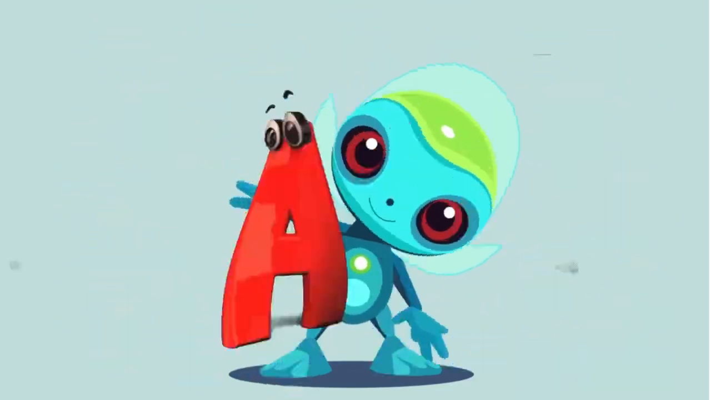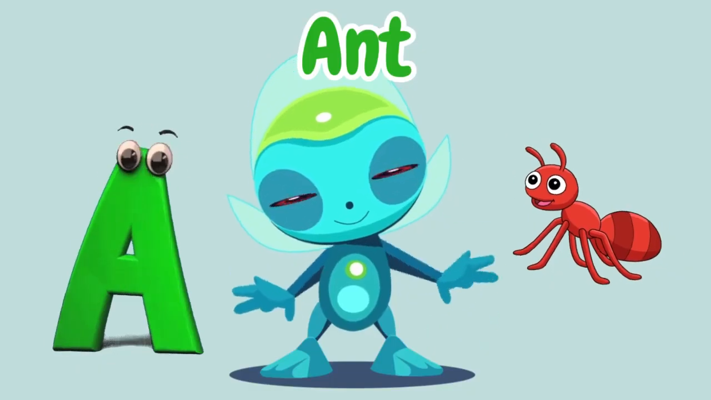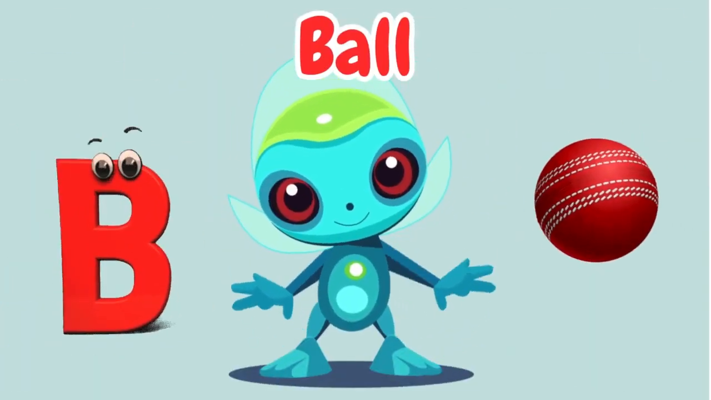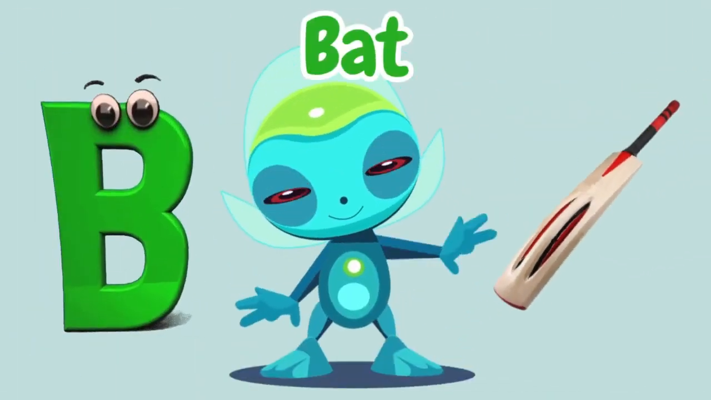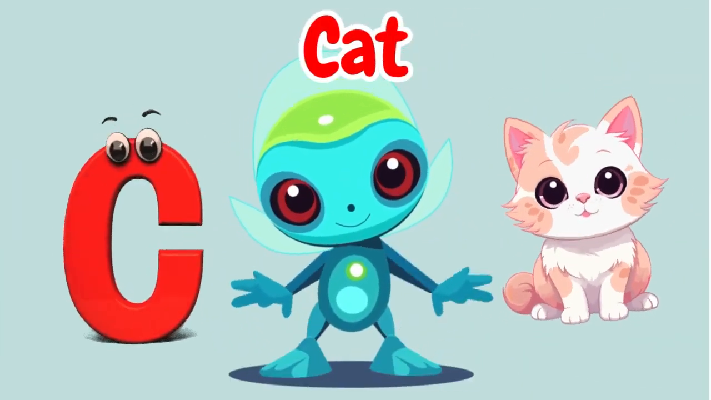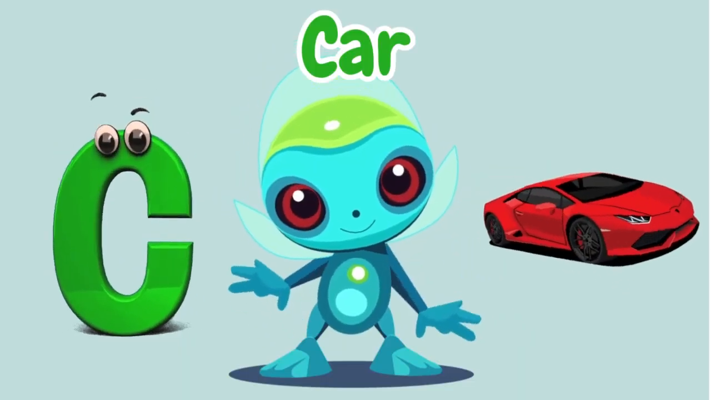A is for apple. A is for ant, ant. B is for ball, ball. B is for bat, bat. C is for cat, cat. C is for car, car.